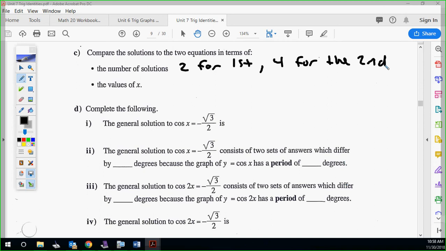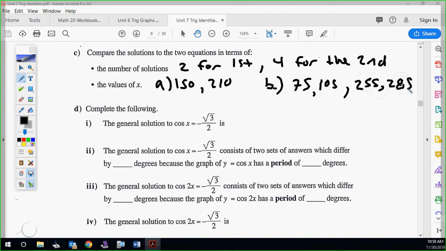So if you look at part A, we had 150 for the first value, and then part B, we had 75. So we understand that, too. You guys said horizontal stretch by 1/2, right? So just half that value for my first one. Okay, and then for my second one, we also had 210, and so we had 105, and then we had half of that, which is 255, and then we had 285. So we understand that these two right here come from half of these two.